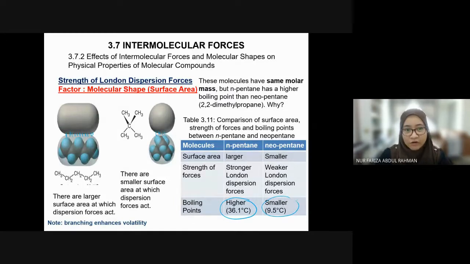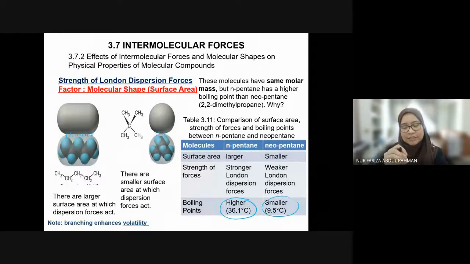You cannot compare in terms of molar mass because they both have the same molar mass. So you can compare in terms of the surface area. Please take note that branching enhances volatility.